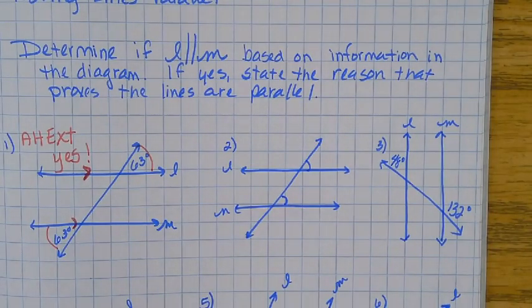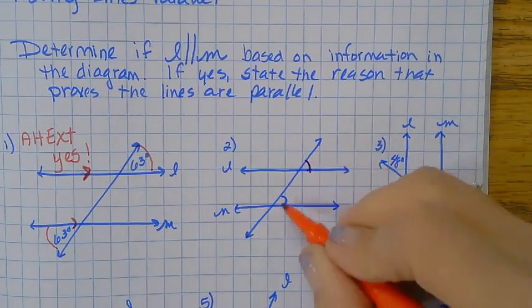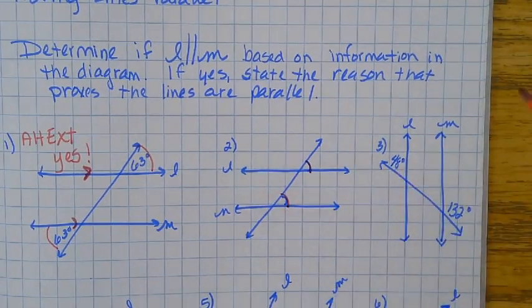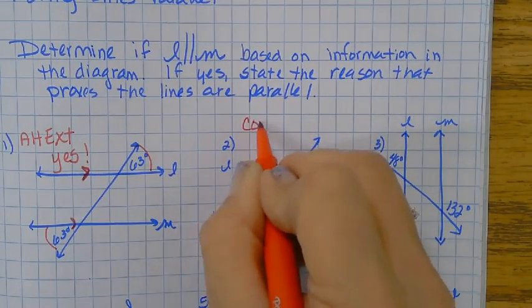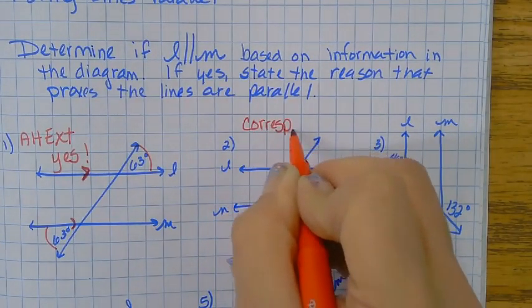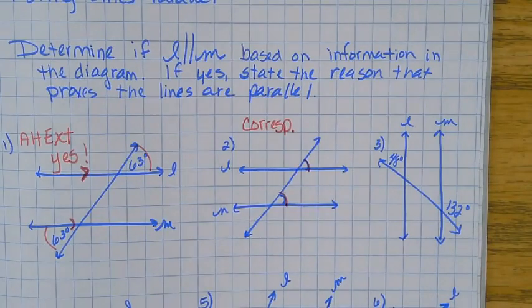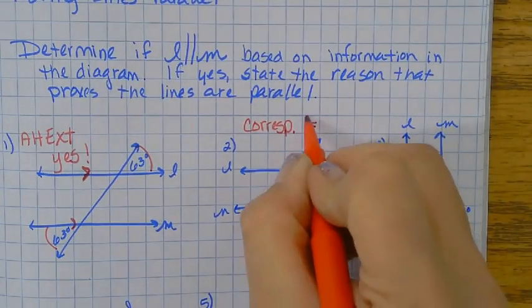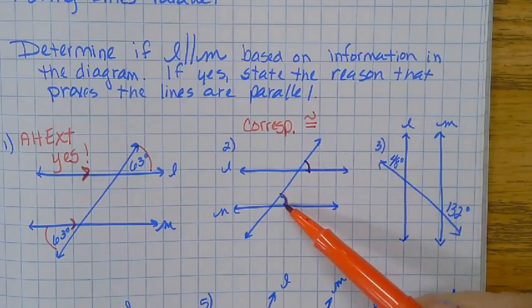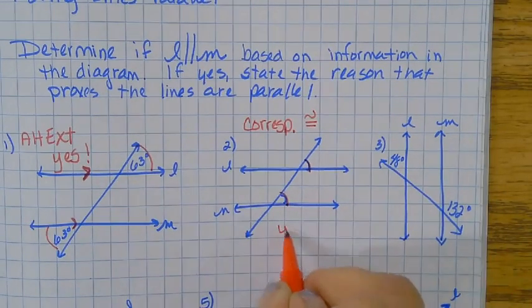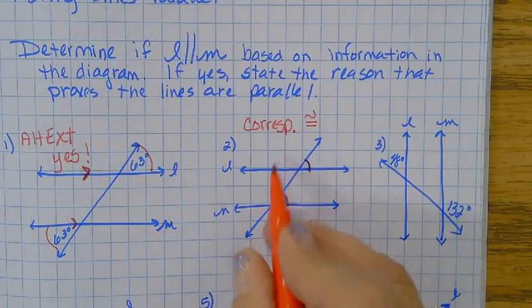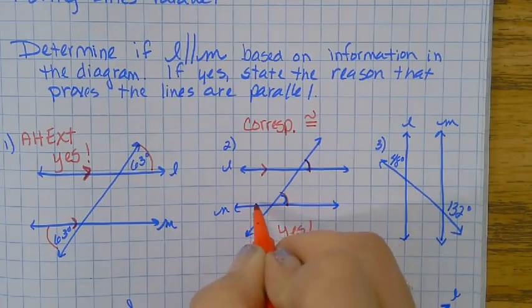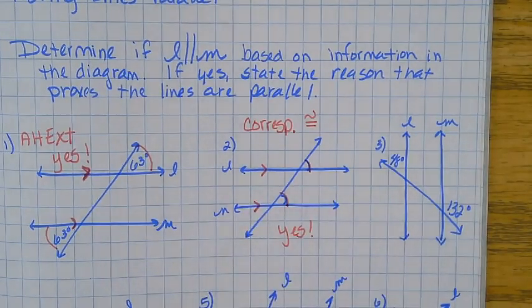So number 2, what kind of special angle pair are these angles right here? They're corresponding. I'm abbreviating. And what do you know about corresponding angles? If we have parallel lines, they should be equal or congruent, right? Are they congruent? Yes. So that means these lines then do, in fact, have to be parallel.